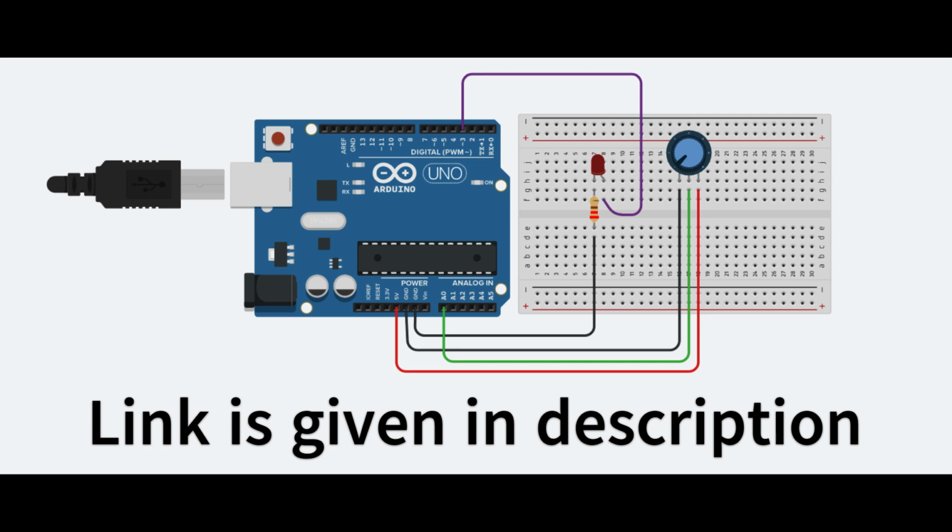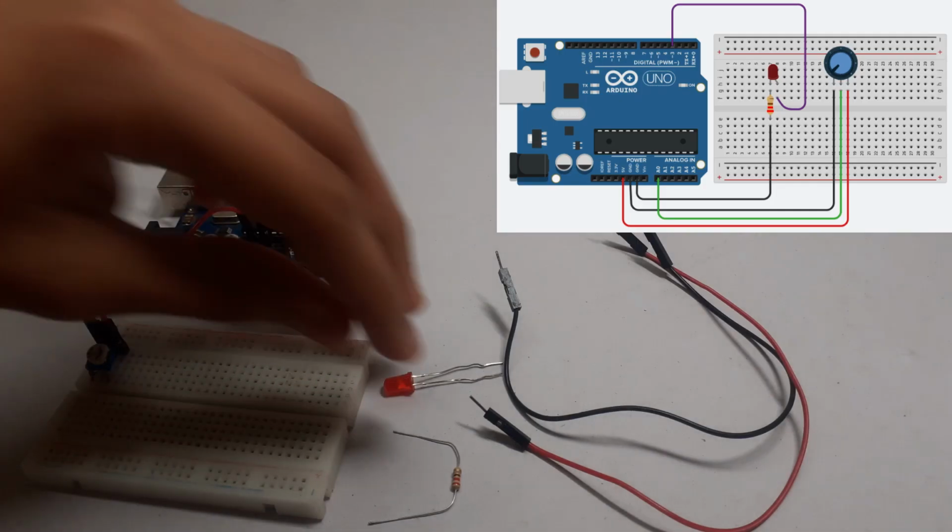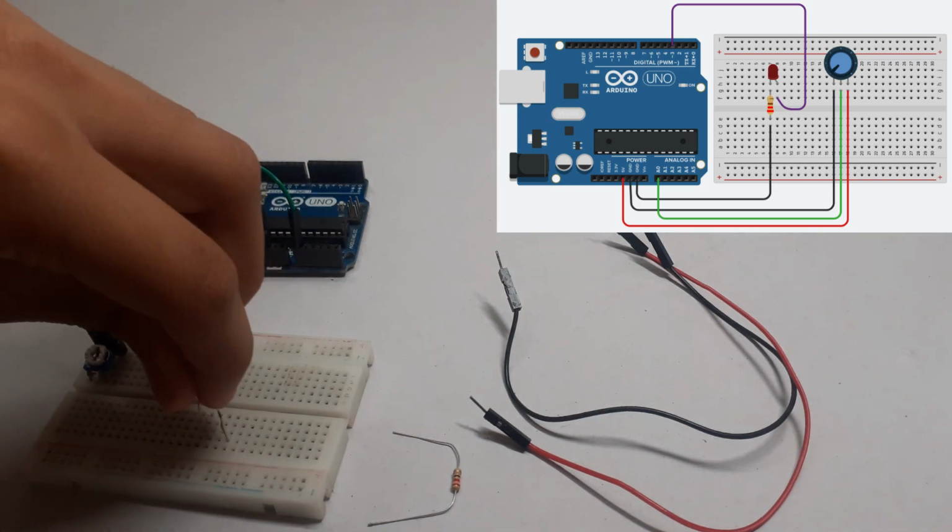Now that we know how to use a potentiometer with Arduino, let us do a simple project in which we will control the brightness of a LED using a potentiometer. We just need to add an LED to our previous circuit.